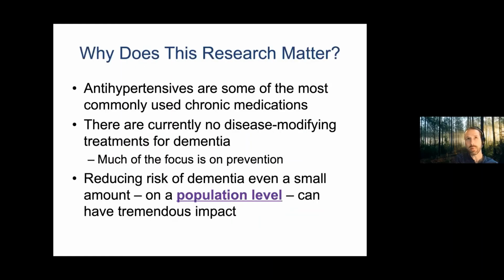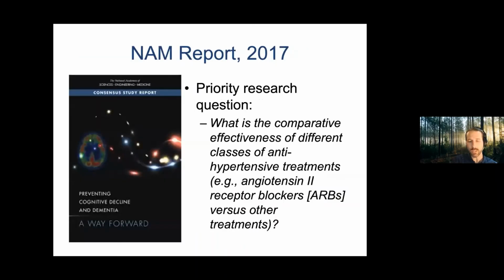So taking a big step back, why is this research important? Well, antihypertensives are some of the most commonly used chronic medications. Also in dementia treatment right now, we currently have no disease modifying treatments. So a lot of the focus is on prevention. And again, reducing the risk of dementia, even a small amount on a population level, can have tremendous impact. And this has been highlighted in a couple landmark reports for dementia.